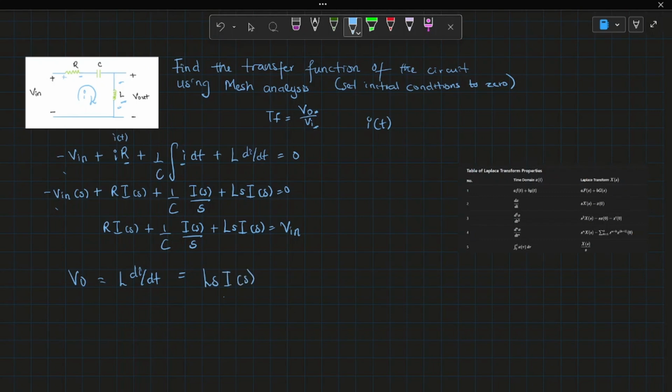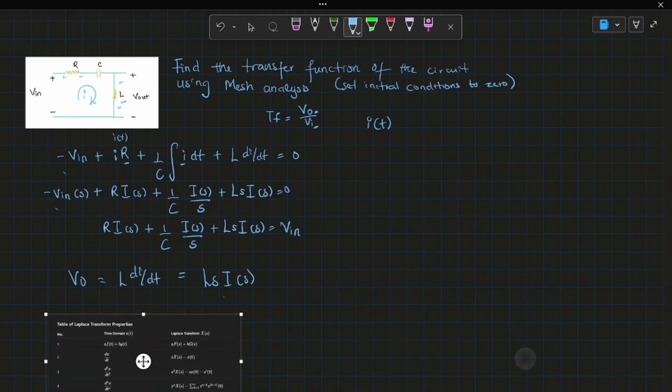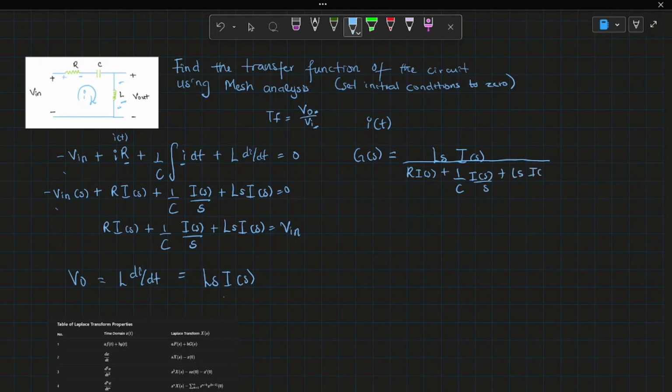Now to find the transfer function, I'm just going to remove this out of the way. Let's call it G of s. It should simply be equal to V out over V in. What is V out? L s I of s, all over R I of s plus 1 over C, I of s over s, plus L s I of s.